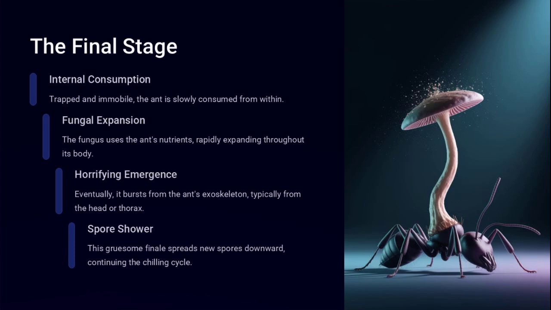Trapped and immobile, the ant is slowly consumed from within. The fungus uses the ant's nutrients, rapidly expanding until it eventually bursts from the ant's exoskeleton, typically from the head or thorax. This horrifying emergence spreads a shower of new spores downward, infecting even more ants and continuing this chilling cycle indefinitely. This gruesome finale turns the ant into a lifeless husk, now merely a fungal spore factory, fueling the continued survival of the Ophiocordyceps species.